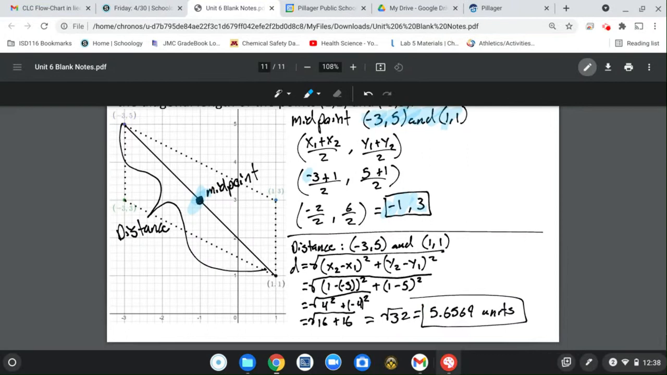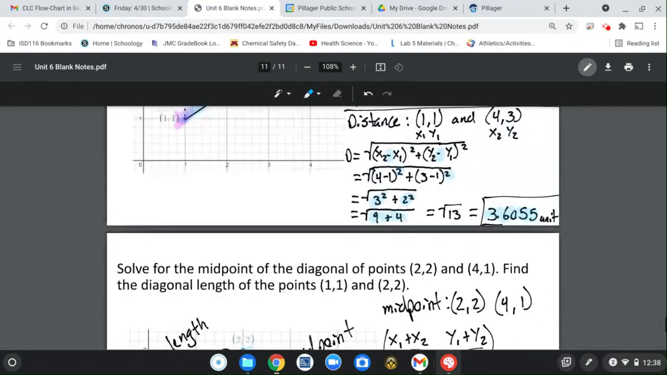The distance, same thing as we did before. We're taking our points, we're plugging that information into this distance equation, and then solving. What you'll end up with, again, I took it out to 4 decimal places, is 5.6569, and that is the distance of that line.